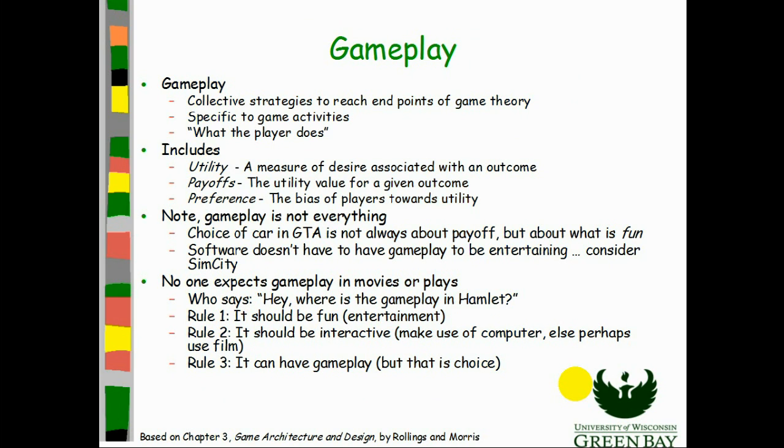And another way of thinking of it is that gameplay is a collective of strategies to reach endpoints in game theory. And you have to be specific about which game activities you're going to undergo and what the player is going to be allowed to do. This includes utilities, which are measures of desire associated with an outcome, and payoffs, the utility value for any given outcome, as well as the bias of players towards a specific utility. And again, gameplay isn't necessarily everything. In GTA 5, the choice of what car you use isn't always about payoff, but might be about fun.